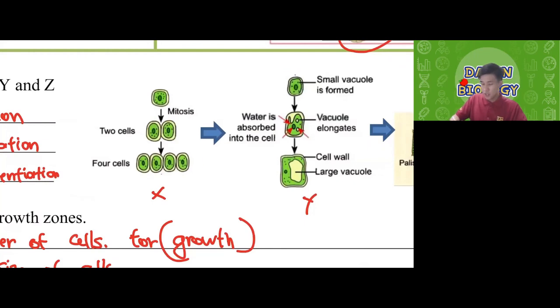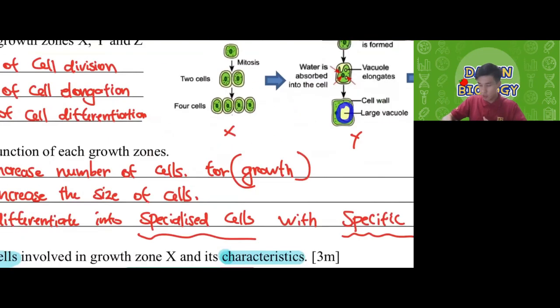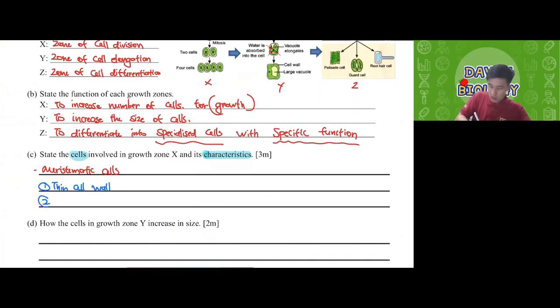The most obvious difference you can see between the cell in X and Y, besides the size, of course. Yes, correct. The vacuole. Besides bigger, you can see this one big vacuole here. This one doesn't have one. Actually it does, but it's very small, where you can't really see it. The vacuole really hasn't grown yet. The cell is very small.